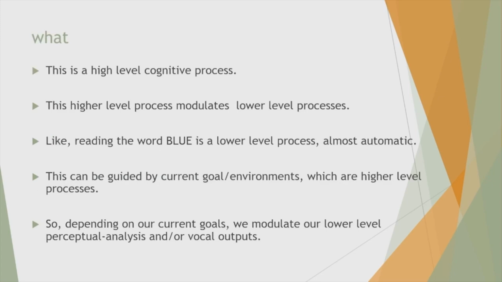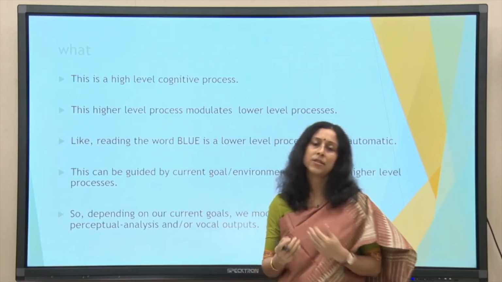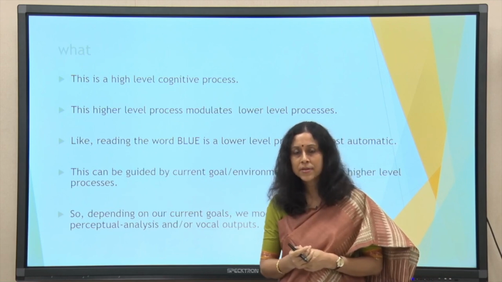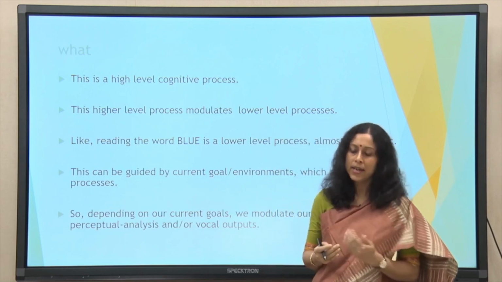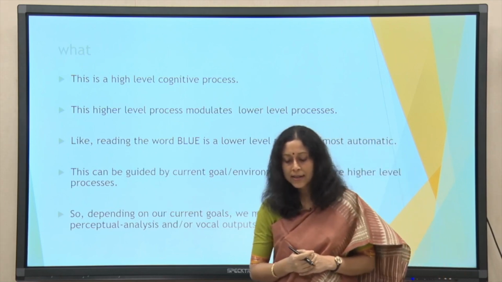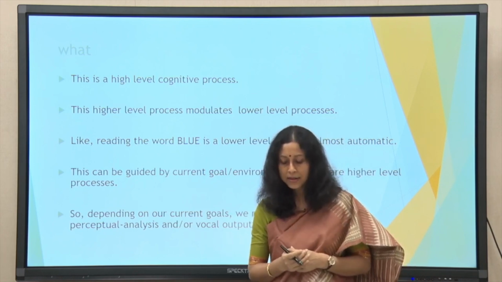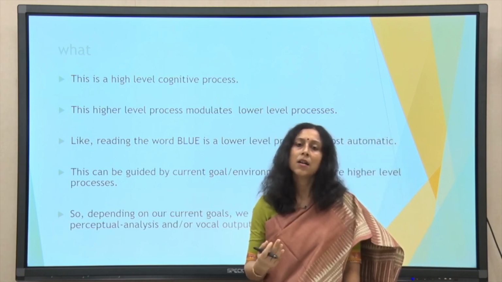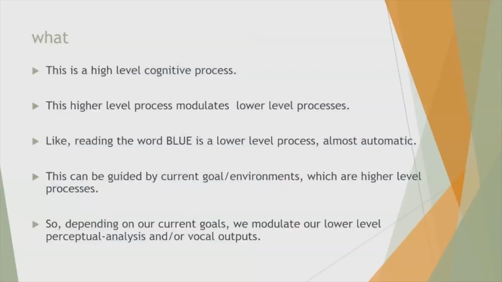So, what then is executive function? It is a high level cognitive process. There are two levels of cognitive process. Of course, it is not airtight, and there is a lot of dialogue between the processes, but there is a hierarchy in the mental mechanisms. Some are considered high level mental mechanisms, some are considered low level mental mechanisms. The low level mechanisms correspond to the automatic processes. Executive function, on the other hand, is a high level cognitive process, and this higher level process modulates the lower level processes.